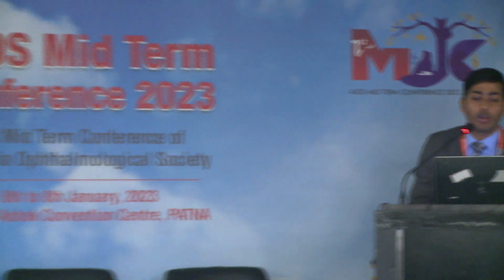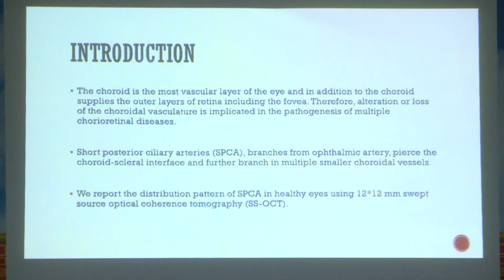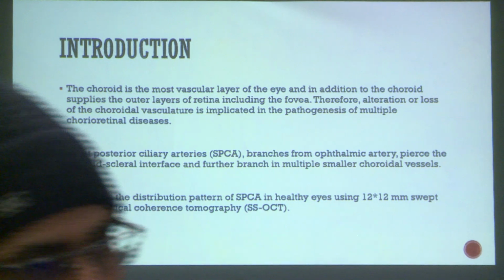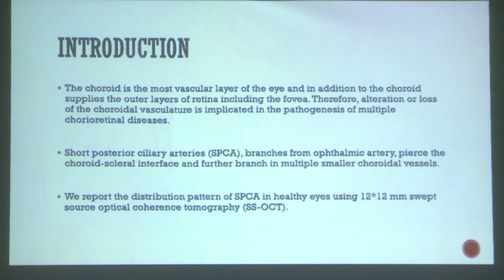I don't have any financial disclosures, and my topic for presentation today is short posterior ciliary arteries distribution in normal eyes. As we all know, the choroid is the most vascular layer of the eye, and apart from the choroid, it also supplies the outer layers of the retina. So any alteration or loss of the choroidal vasculature is also implicated in the pathogenesis of multiple chorioretinal diseases.